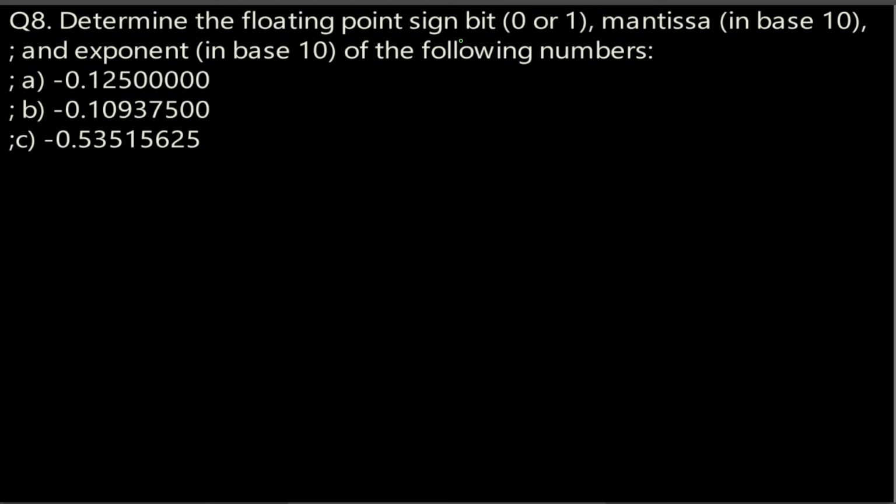Find the floating point sign bit, mantissa, and exponent of the following numbers. So here we have negative fractional numbers. We want to find out the sign bit, mantissa, and the exponent. Sign bit is straightforward, it's negative, so it's going to be 1. And let's look at the A part.